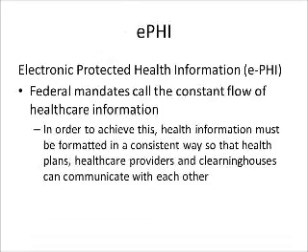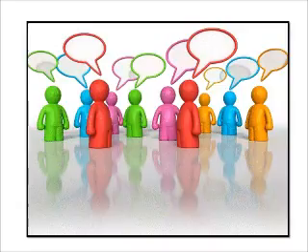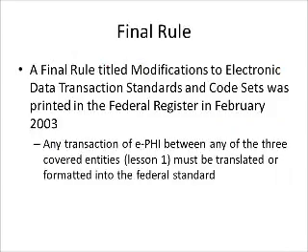Electronic Protected Health Information, otherwise known as EPHI. Well, federal mandates call for the constant flow of healthcare information. In order to achieve this, health information must be formatted in a consistent way so that health plans, healthcare providers, and clearinghouses can communicate with each other. Just as if you were in an office and trying to communicate with the person across from you and you didn't speak the same language, you would not be able to communicate. Well, it's the same way. The standardized code set is a common language between these entities so that they can effectively communicate with each other.